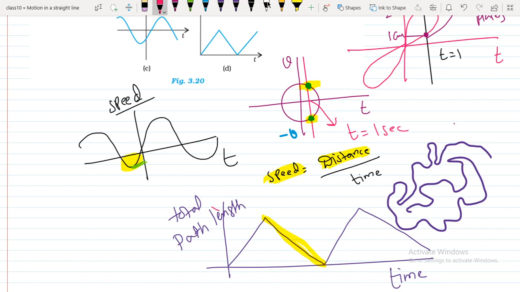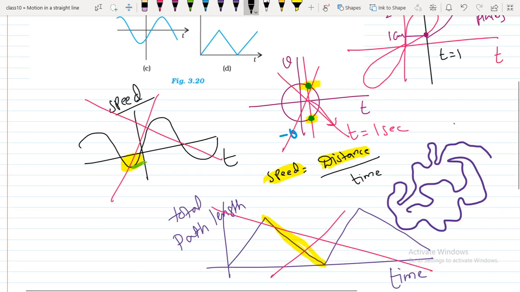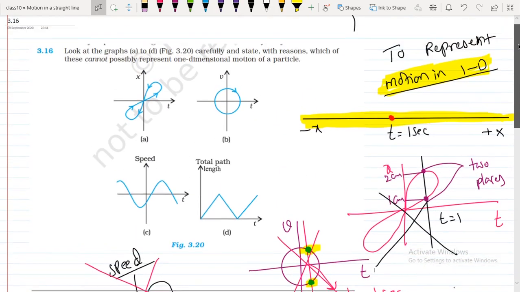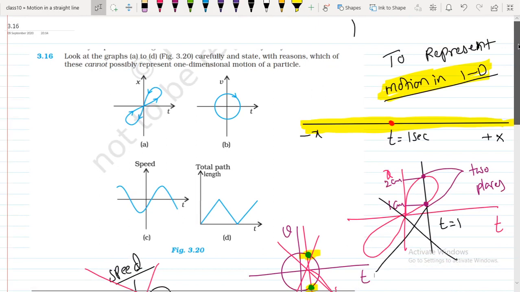So I conclude that of these four graphs, total path length versus time, speed versus time, velocity versus time, and position versus time, none of them will represent the motion of a particle in one-dimensional motion. This is how we analyze.